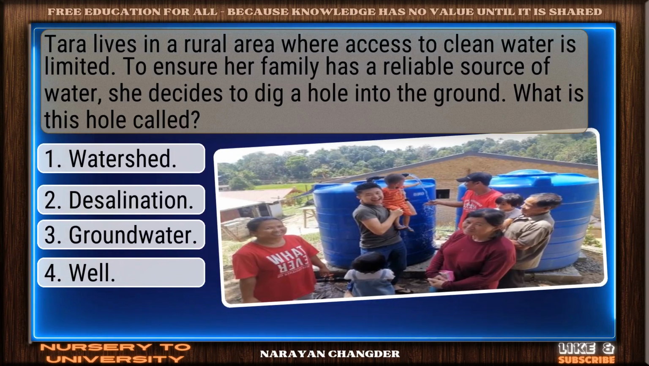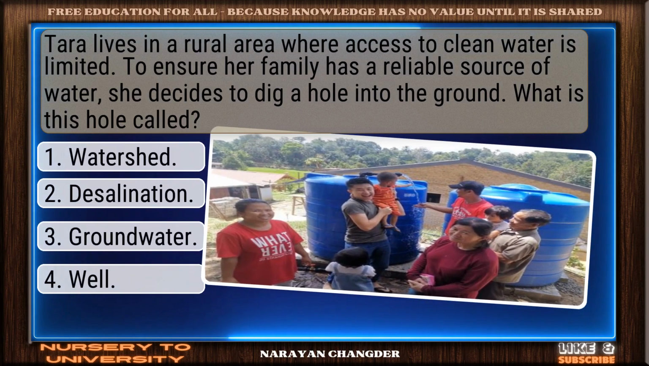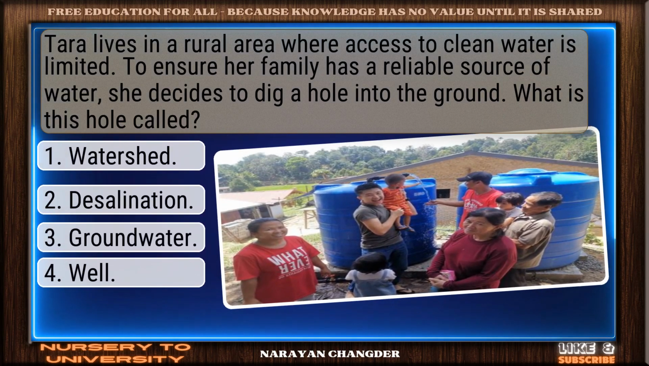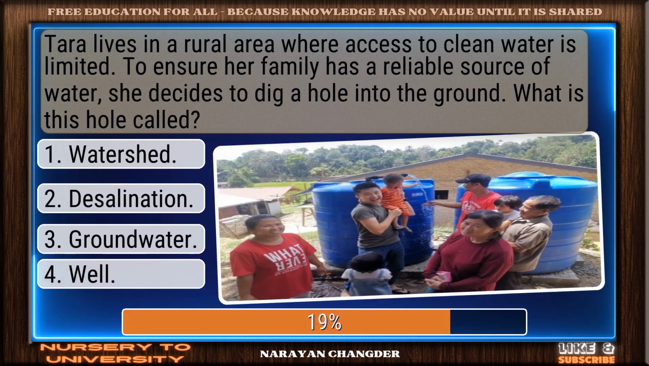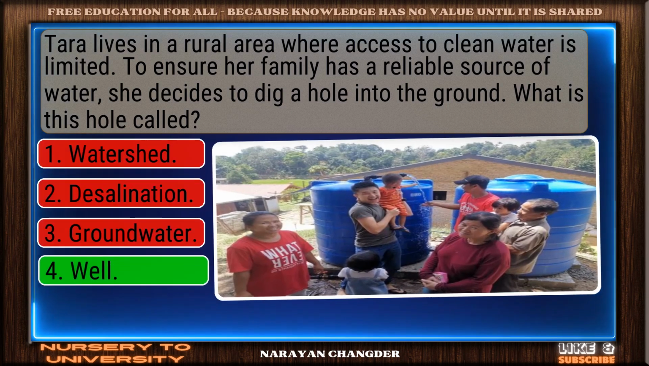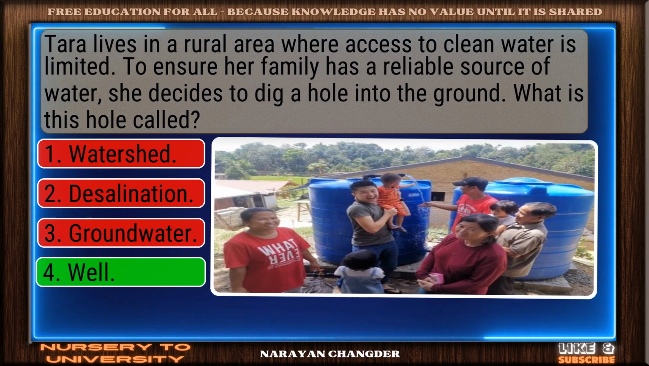Tara lives in a rural area where access to clean water is limited. To ensure her family has a reliable source of water, she decides to dig a hole into the ground. What is this hole called? On track. Well is correct.